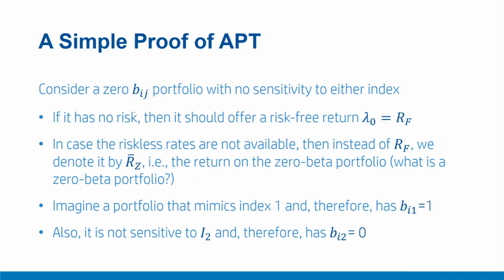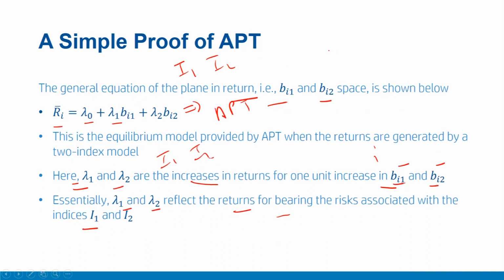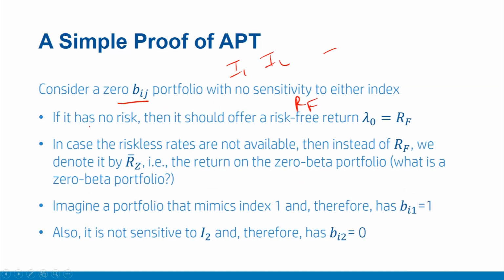Let us consider a zero BIj portfolio. That means a portfolio which has no sensitivity to either of these two indices I1 and I2. That means it does not have any risk. Since it does not have any risk, it should only offer the risk-free rate, which is RF. Now in the previous expression, BI1 is 0 and BI2 is 0, so in that case Ri bar equals lambda naught, and we are saying that lambda naught is equal to RF. So Ri bar is equal to RF, which is the same as lambda naught. So we have the value of lambda naught, one parameter.